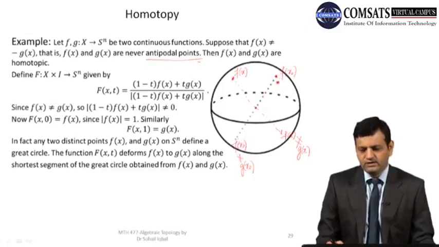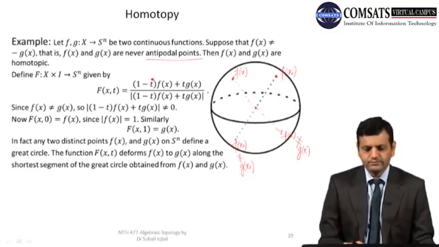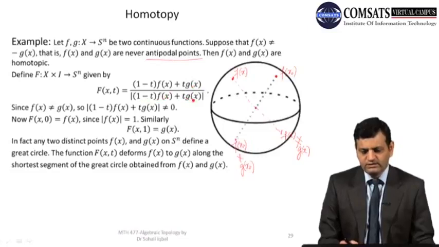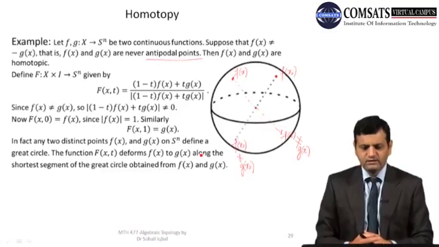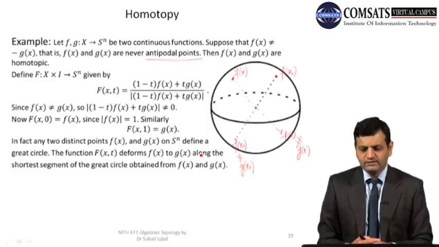So antipodal means this is f(x0), this is minus f(x0), and minus f(x0) is not equal to g(x0) for each and every x0. So let's define this function F(x,t) in the way (1 minus t) f(x) plus t g(x), divided by the magnitude of (1 minus t) f(x) plus t g(x). Observe that it is more or less the same function, but we are dividing this value by its magnitude.